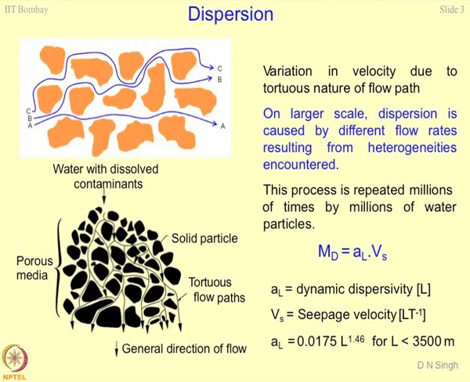Just wait a minute here, and try to understand one more mechanism which may be going on simultaneously. If flow path is more, the time taken is much more. What is the literal meaning of this? Contaminants get more time to interact with the porous media. So, this is where the interaction is starting.